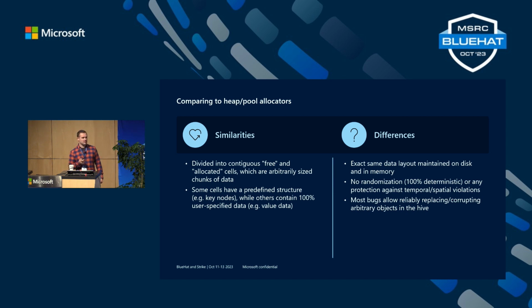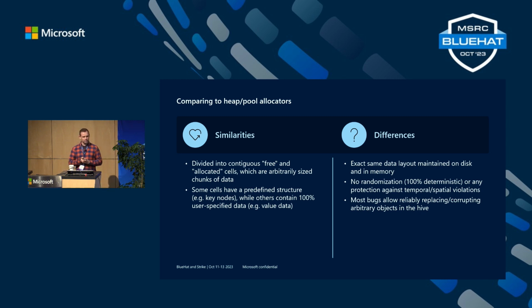And so we can compare it to the allocators that we know from user space and from kernel space, such as the heap and pool allocators. There are some similarities. So first of all, we have these free and allocated cells, these chunks of data, which can have arbitrary size and arbitrary data. And some cells, depending on the meaning of the cell, can have a predefined structure, for example, a key node, and some of them can contain fully controlled data, for example, the data of a value in the registry. But we have also very big differences as well.